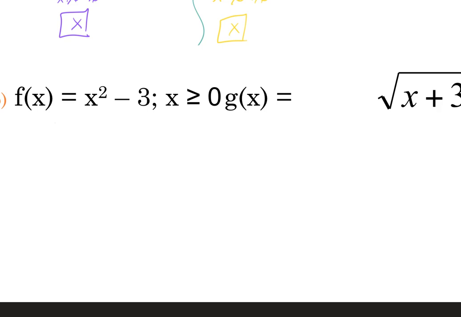So f of g, and then they're separated here, the g is going to get plugged into the x of your f. So I'd get the square root of x plus 3 squared minus 3. What is the square of the square root of x plus 3? X plus 3. And then I get x plus 3 minus 3, which is just x. Again, that's the answer I should get.